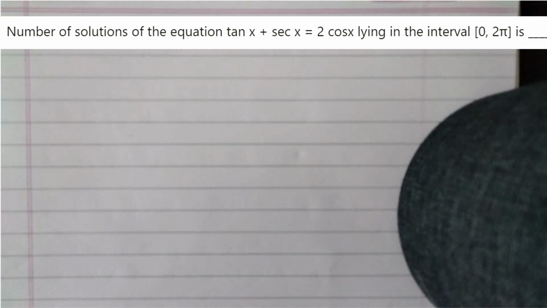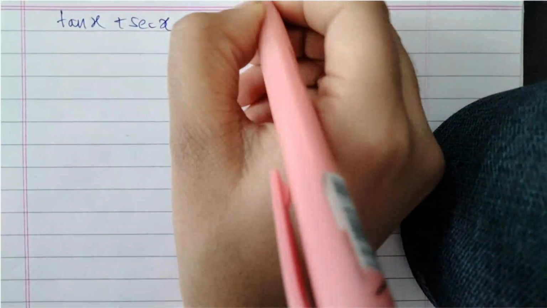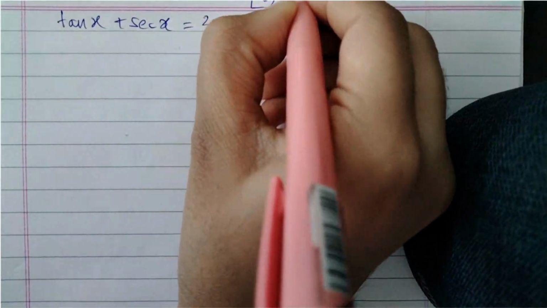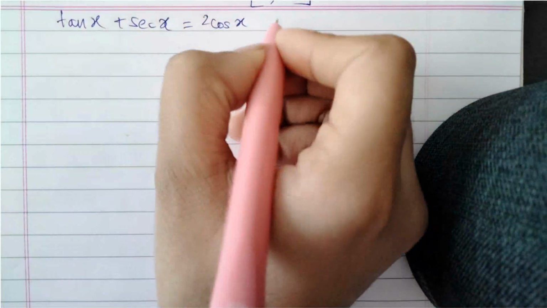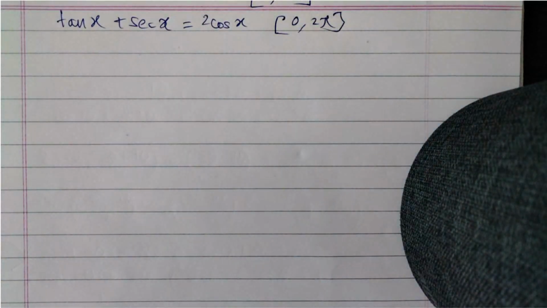The question says find the number of solutions of the equation tan x plus sec x is equal to 2 cos x lying in the interval 0 to 2 pi. So this is the equation tan x plus sec x is equal to 2 cos x, and we want the solutions which lie in the interval 0 to 2 pi. To find them, we have to first find the range of this equation.